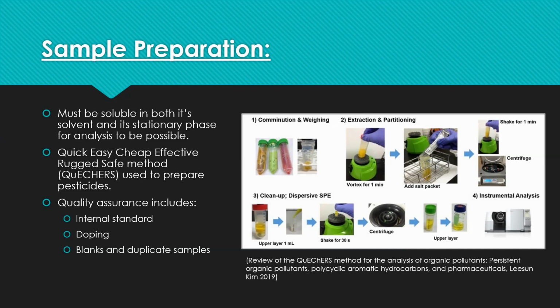A solid sample must be soluble in both its solvent and its stationary phase in order for analysis to be possible. For the analysis of a pharmaceutical pill, the sample would have to be broken down into a powder via a crucible, where it can be dissolved via a solvent like methanol or acetonitrile. This aqueous mixture of the sample can then be transferred into an autosampler or injected straight into the HPLC column. No further preparation is required.